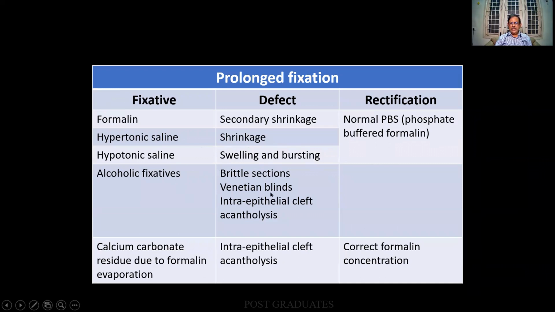There is something called Venetian blinds. I shall be showing you. And calcium carbonate can cause interepithelial clefts or acantholysis. This can be corrected by means of formalin. So this is again a technical term, and please do not underestimate the technicians. They are pioneers and they are our teachers.